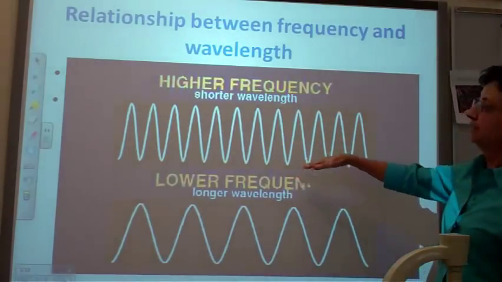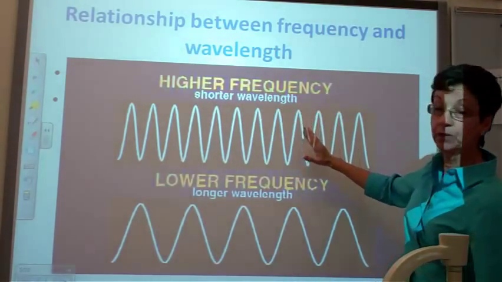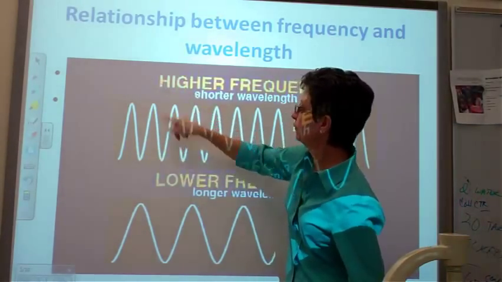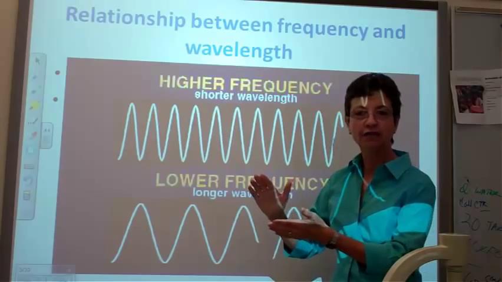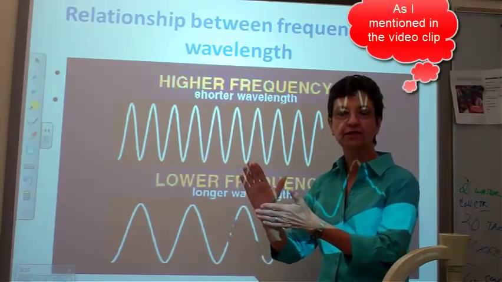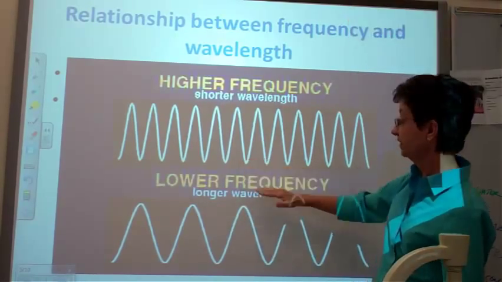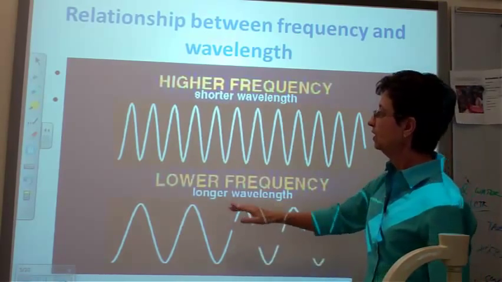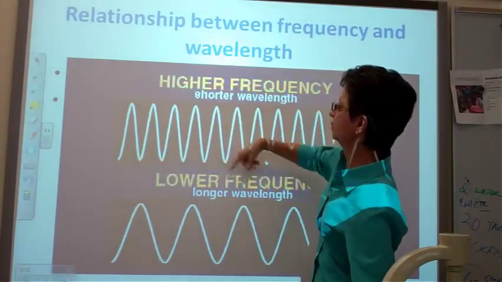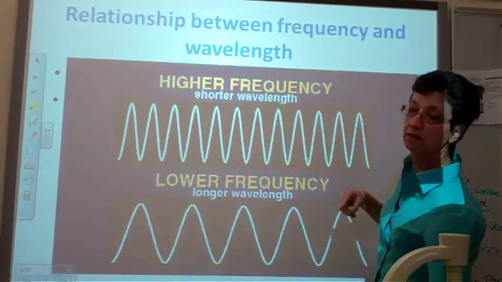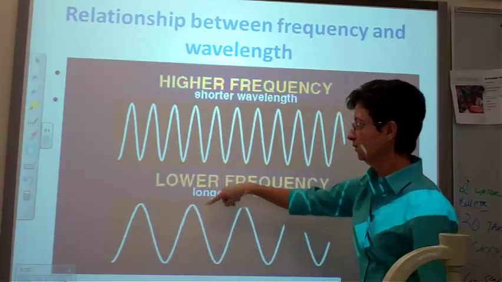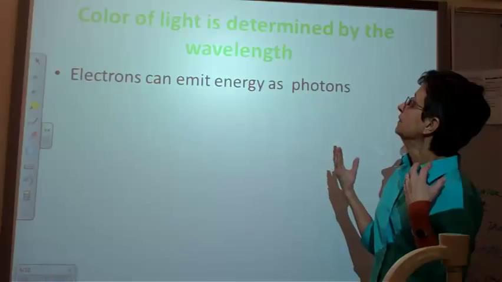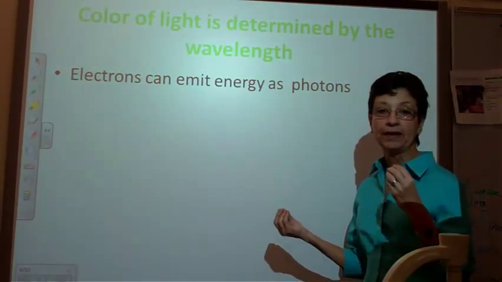All right, so take a look at this now. The higher the frequency, the shorter the wavelength. A frequency is how often those waves are hitting you. And the longer the wavelength, the lower the frequency. So notice that these are passing through, boom, boom, boom, great frequency. These are a little slower, longer wavelength.